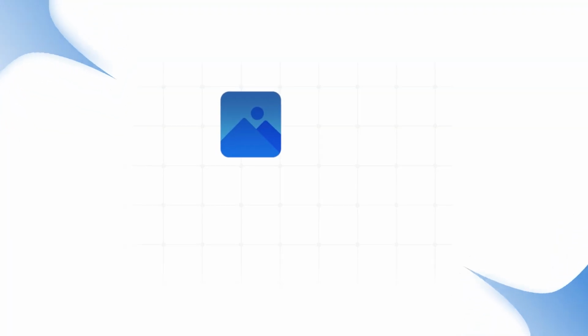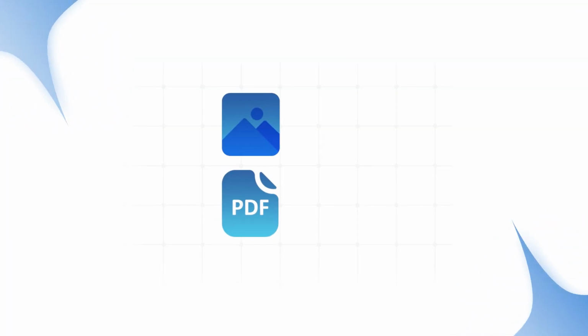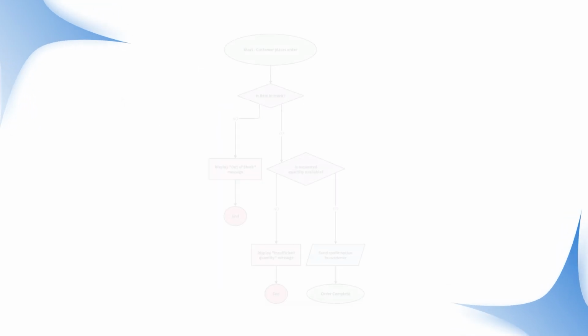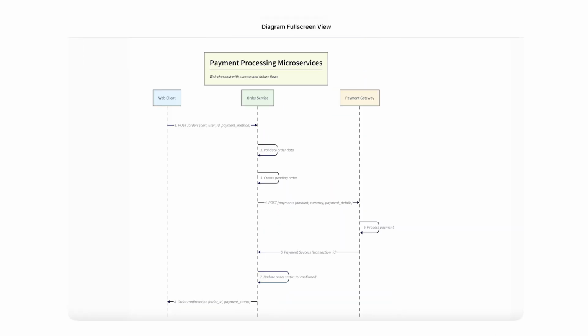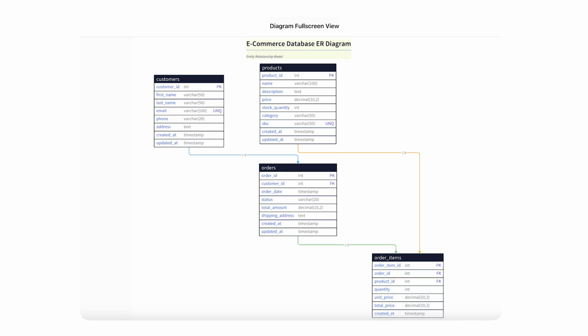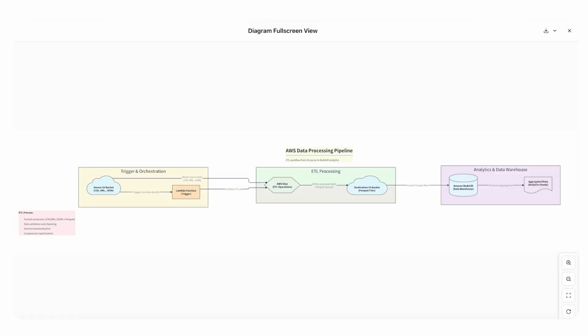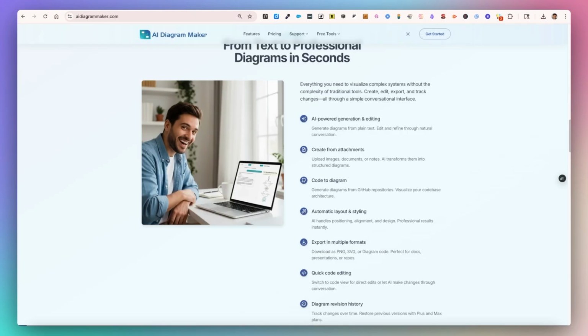Stop wasting engineering time fighting diagramming tools. AI Diagram Maker lets you describe systems in plain English, or from images, PDFs, documents, or source code, and get professional diagrams immediately. Flowcharts, sequence diagrams, PRDs, class diagrams, architecture diagrams, all supported. Your ideas deserve to be documented, and your time is better spent building.